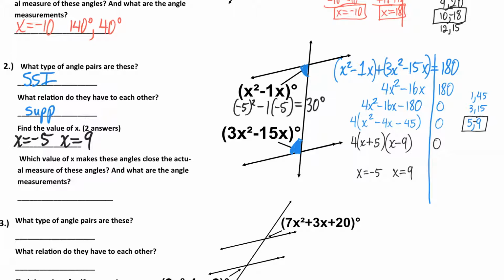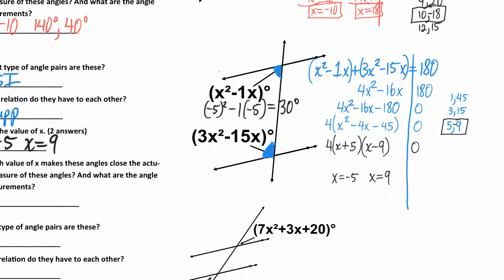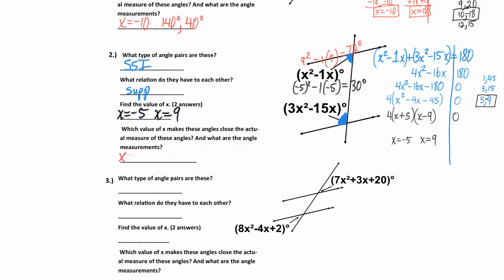Does that look like that could be 30? No, because whenever I drew these, they're not exact, but I got them pretty close to being the right measurement. So that's not very close to 30. So let's try the other one. Let's try 9. If I plug in 9 here, 9 squared minus 1 times 9. So 81 minus 9 is 72. Does 72 look like a good number for that? Yes, absolutely. And that's the one. So the correct number here is that x equals 9.